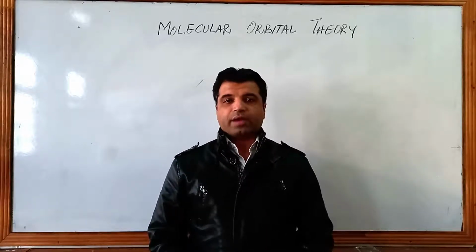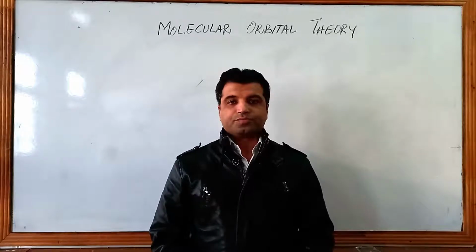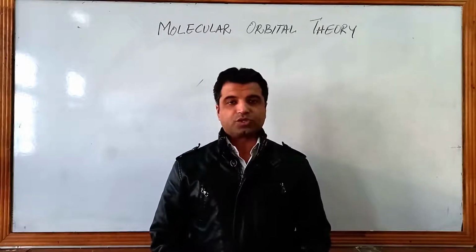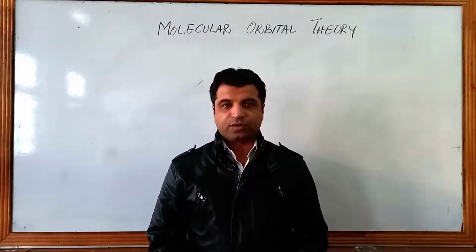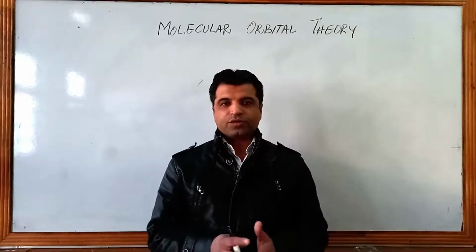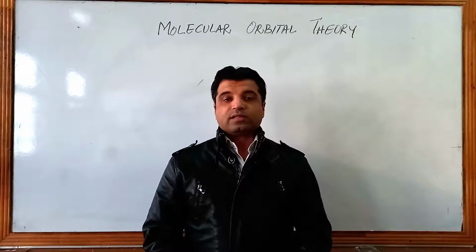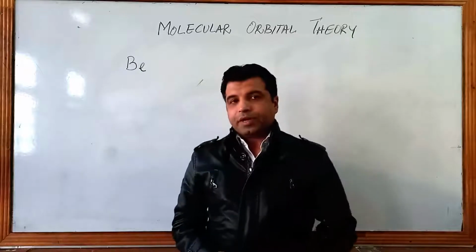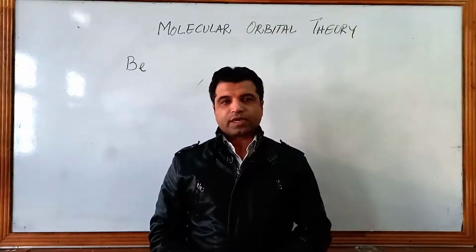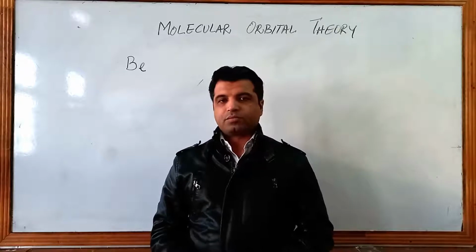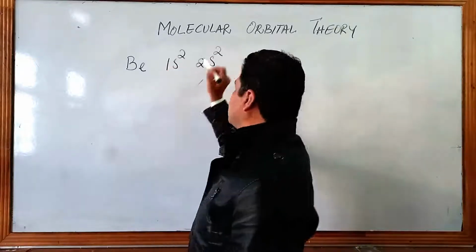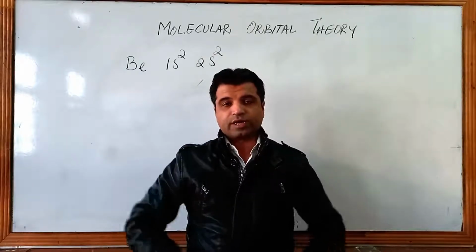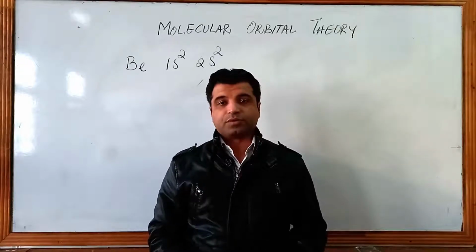Today we will try to apply molecular orbital theory to some simple molecules and see how this theory can explain the bonding situation, the bond orders in different types of molecules. So first of all, we will try to apply this theory to beryllium. Beryllium belongs to the second group and its atomic number is 4. And that means that its 2s orbital has 2 electrons. That means that its 2s orbital is complete.